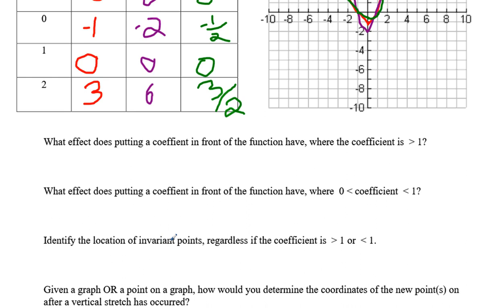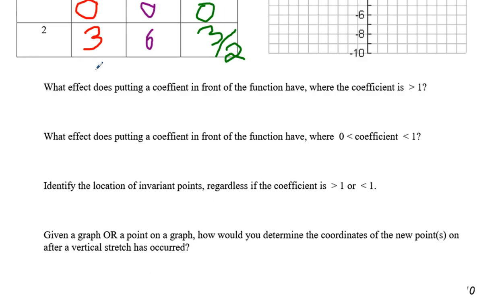Identify the location of invariant points. Yeah, we discussed this. The invariant points are always the x-intercepts. Again, how come? Because the definition of an x-intercept is when y is 0. Go ahead and stretch 0 all you want. You ain't changing it.